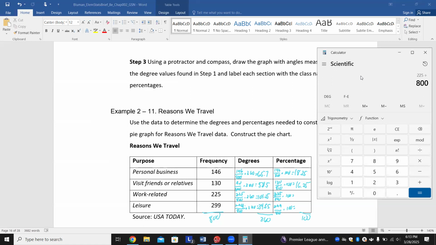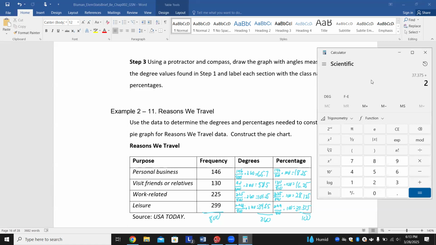225 divided by 800 times 100. And I can see that work related is 28.125. And then 299 divided by 800 times 100. I can see that, so again, leisure was 37.375%. And of course, we just want to make sure our numbers are correct.